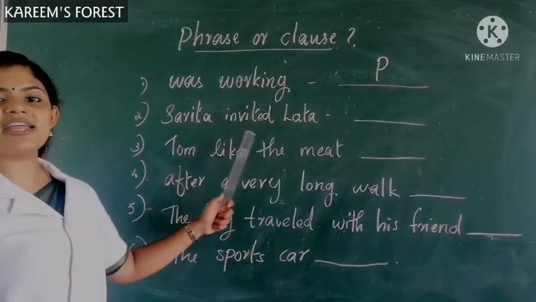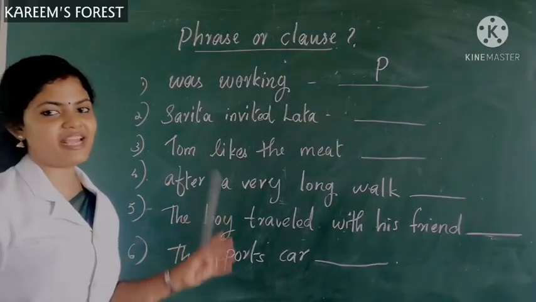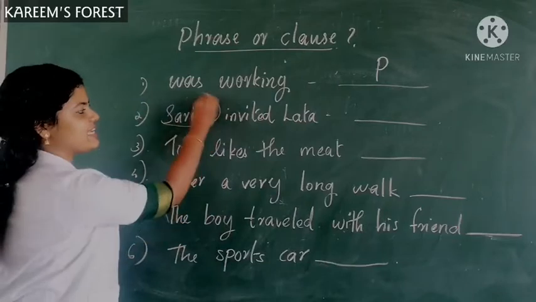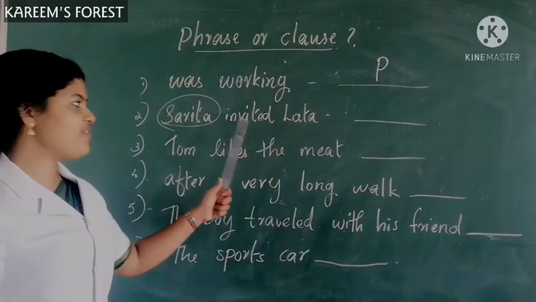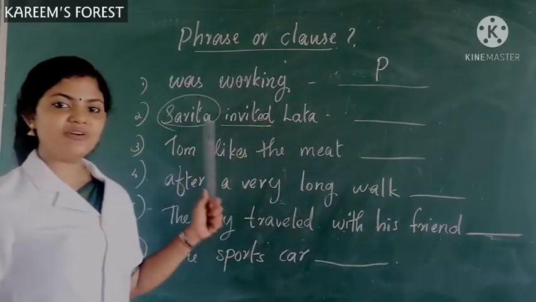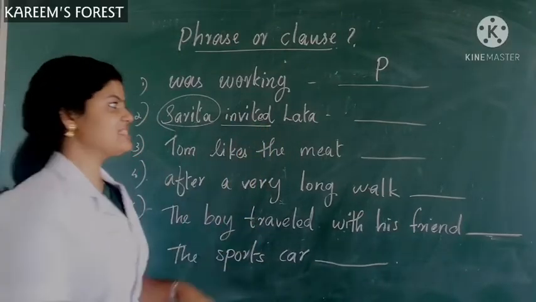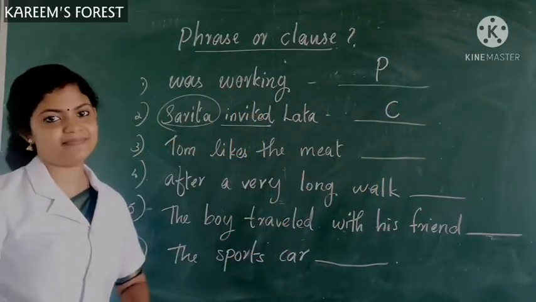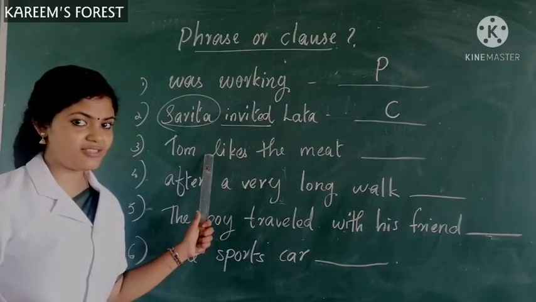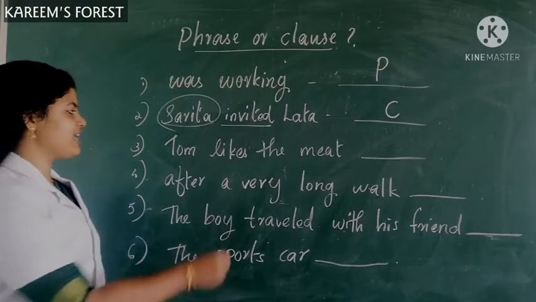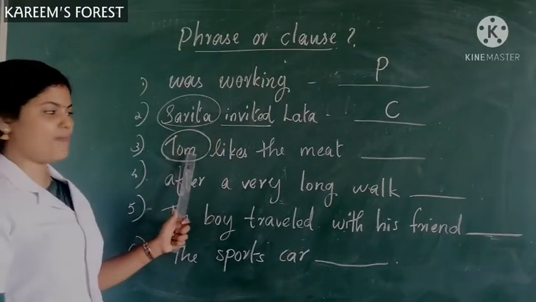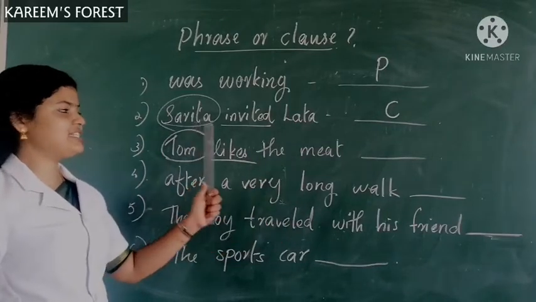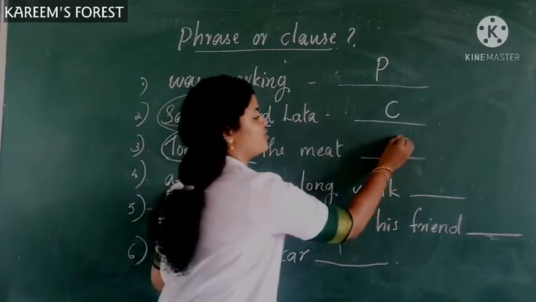Next one. Sarita invited Lada. Is it a phrase or clause? It is a clause. Yes, because we can see the subject Sarita and we can see the verb invited. So if the subject and verb come together, it is a clause. We can mark it as C. Next one. Tom likes the meat. Is it a phrase or clause? It is also a clause. Yes, we can see the subject Tom and the verb likes. Subject, predicate. So it is also a clause.